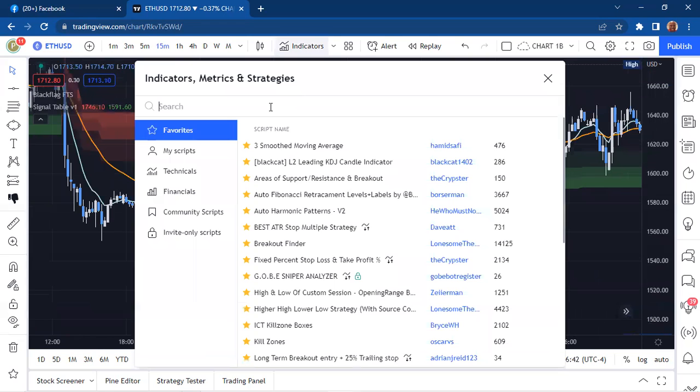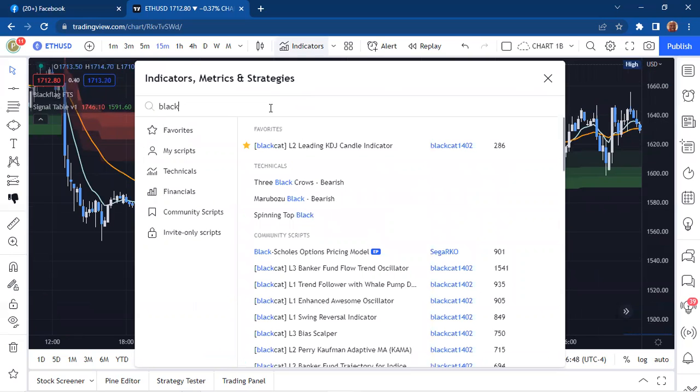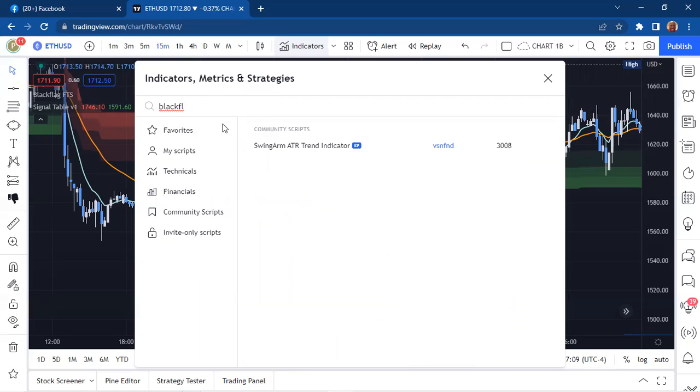The first one, if you go to indicators, you just type in "black." It's called, here it is, Black Cat L2 Leading KDJ. Is it this one? No, hold on. Oh, Black Flag, sorry, Black Flag. So it's a Swing Arm ATR Trend indicator. This is the first one, by VSN FND. So you want to look for that one, and make it one of your favorites, right?